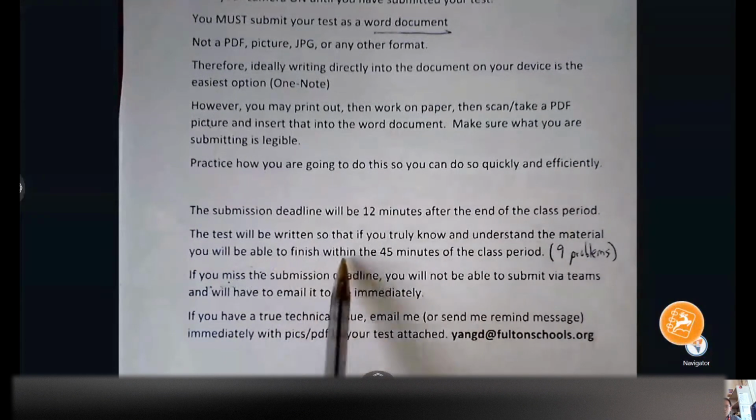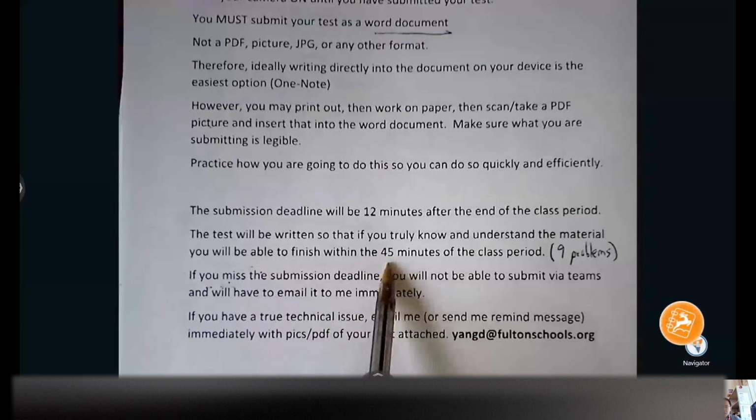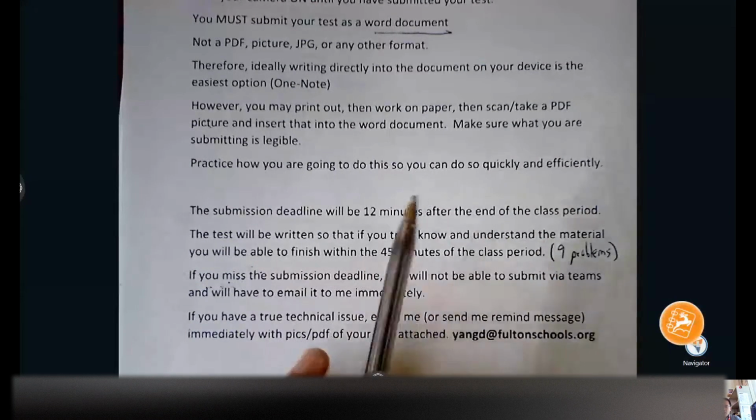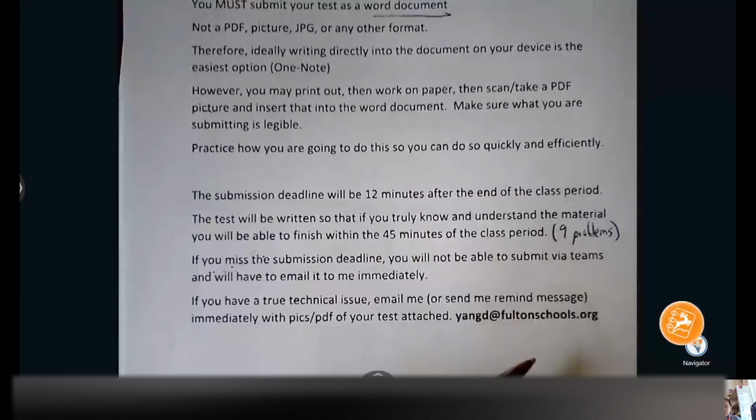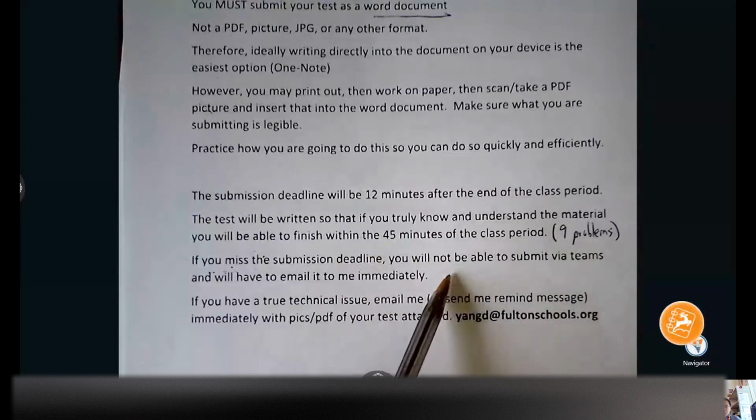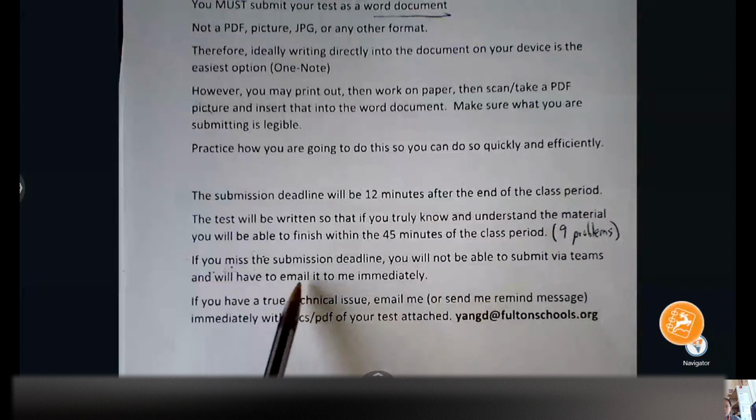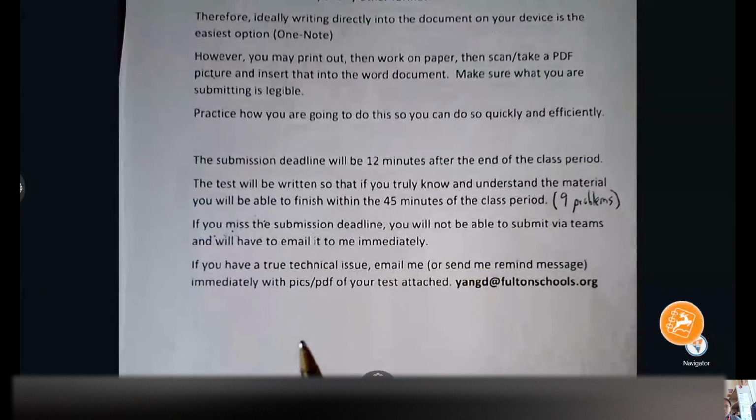So you will be able to finish this within 45 minutes if you understand the material. And there's going to be a total of 9 questions, 9 problems. If you miss the submission deadline, you will not be able to submit via Teams, and then you have to email it to me immediately.